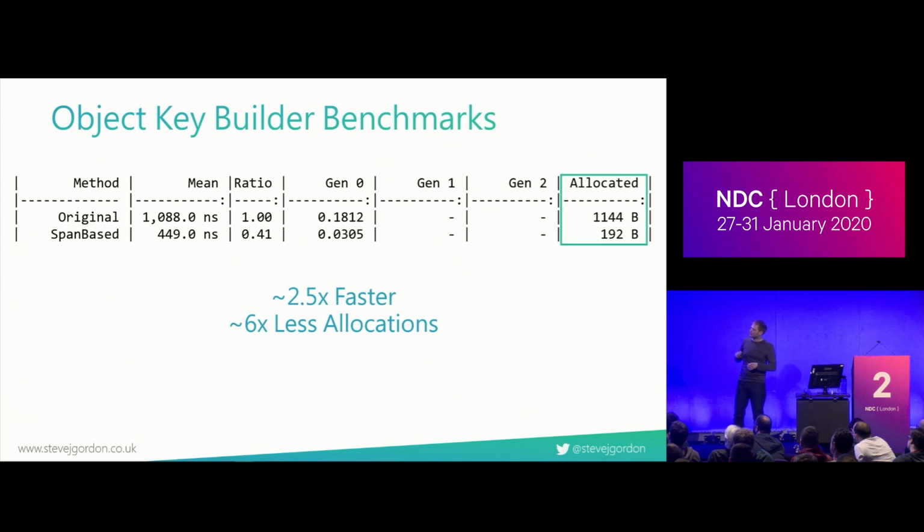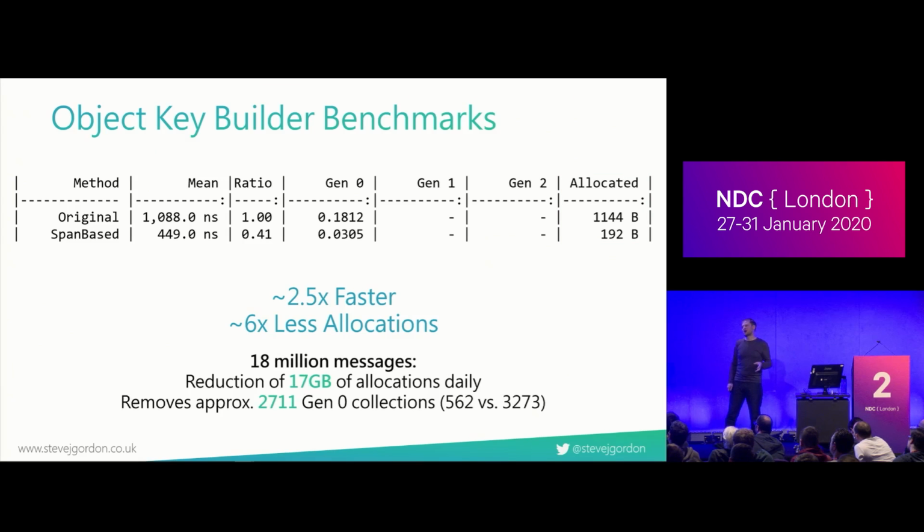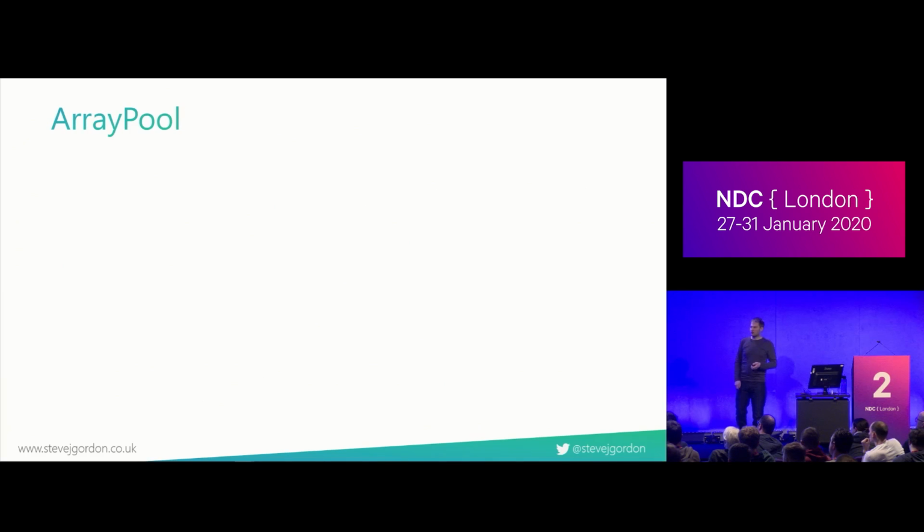I slightly spoiled it by showing it a second ago, but on its own, this doesn't look super impressive. But we scale this up to what this service is actually doing. It's doing 18 million messages a day through this service. So that's 17 gig of daily allocations we've achieved just by modifying this one particular method flow in the code. And that's around 2,700 Gen 0 collections from the garbage collector that we've avoided having to do. So this at scale starts to have compound interest, really, in terms of the investment that you're making. So moving on a bit, there's quite a few more features I want to touch on.